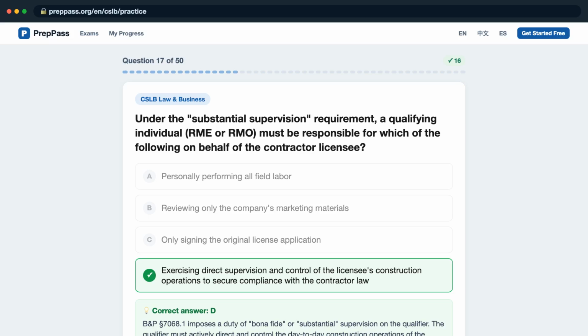BNP Section 7068.1 imposes a duty of bona fide or substantial supervision on the qualifier. The qualifier must actively direct and control the day-to-day construction operations of the licensee, not serve as a paper-only name. Renting out one's license violates this duty and is a separate crime.